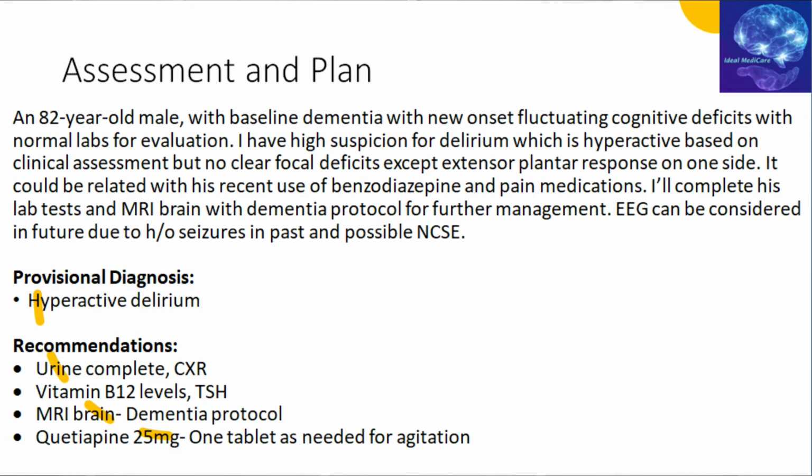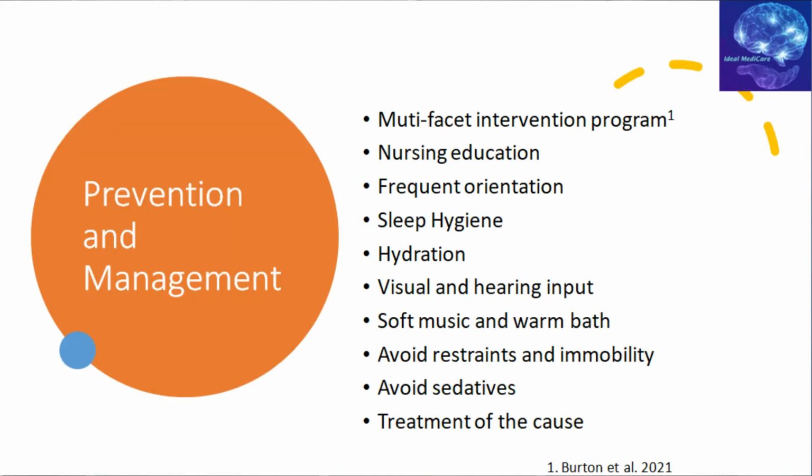We asked for the urine complete, chest x-ray, vitamin B12 level, TSH, MRI dementia protocol, and antipsychotic was started on this patient. Now, these patients need prevention and management plan which should be multifaceted. So it's a multifaceted intervention program for these patients, which has been noticed to help in the recovery in almost 43% of the patients who are in active delirium. And this was based on the 22 randomized controlled trials.